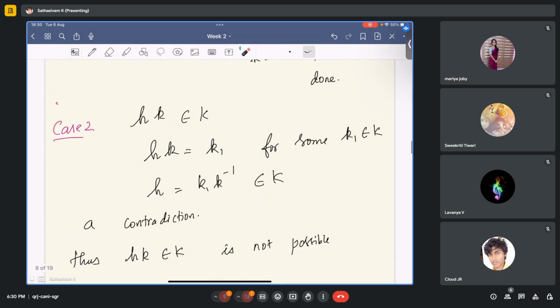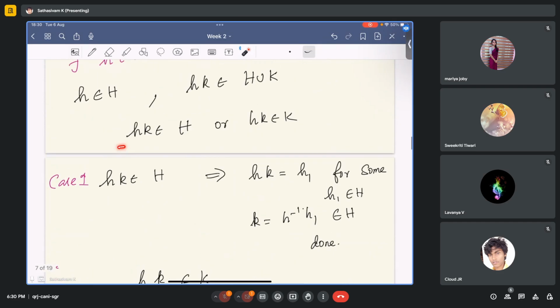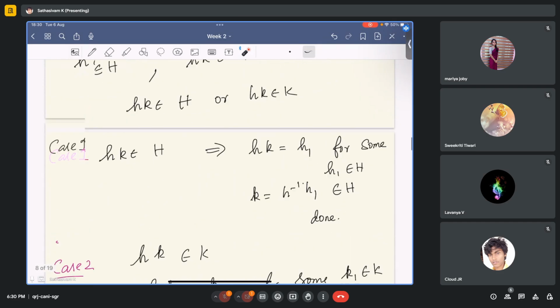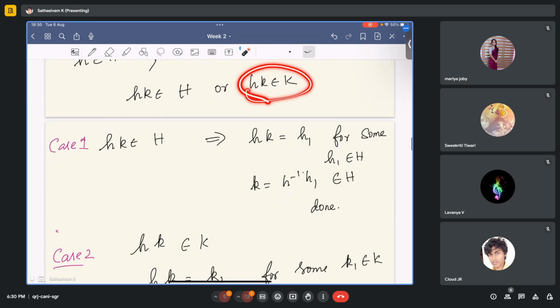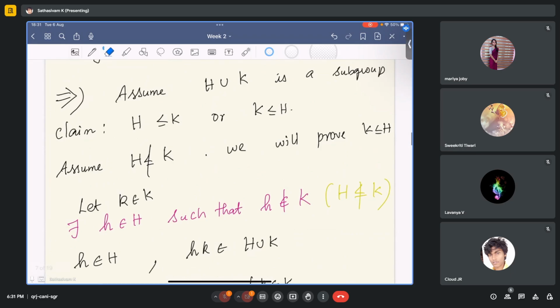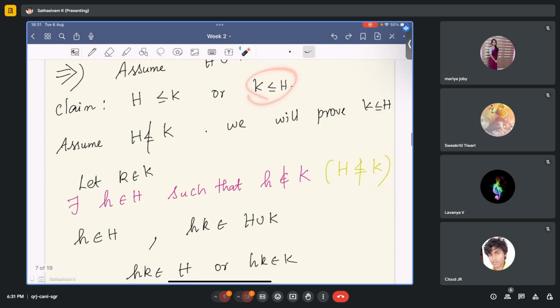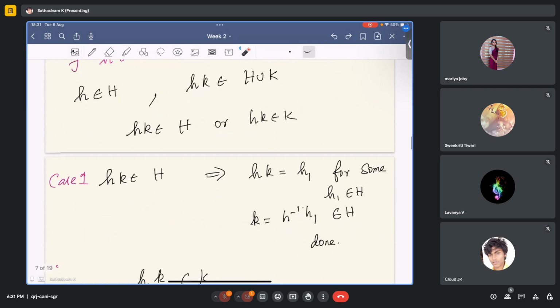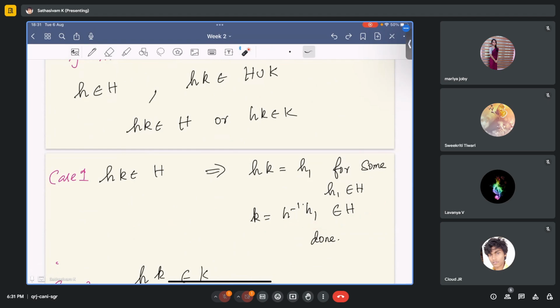The contradiction happens because there are two possibilities, and it happens when I assume that this is the possibility. So if this is not the possibility, then I only end up with this possibility, that I can always say that K belongs to H and we are done. Remember, we want to prove that K belongs to H. We start with the element k and we proved that it belongs to H. So we are done.